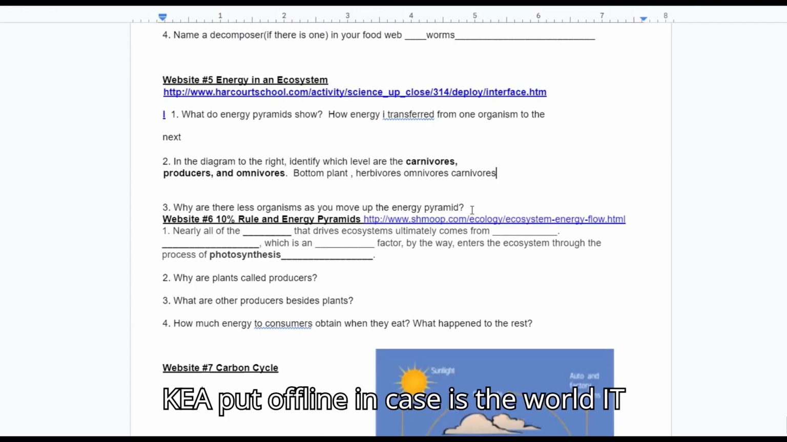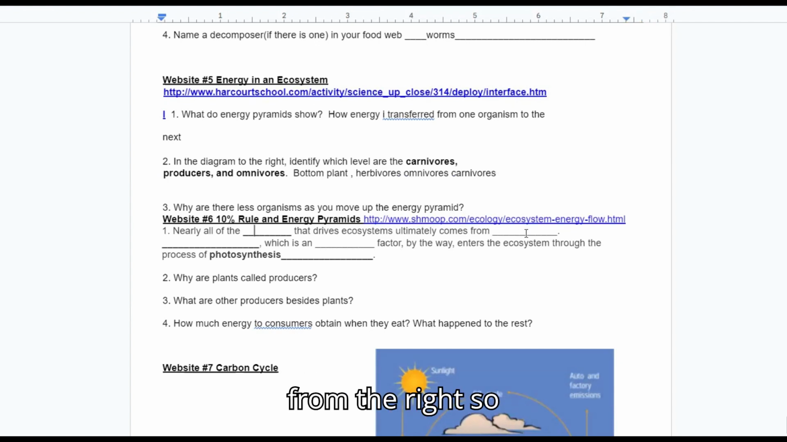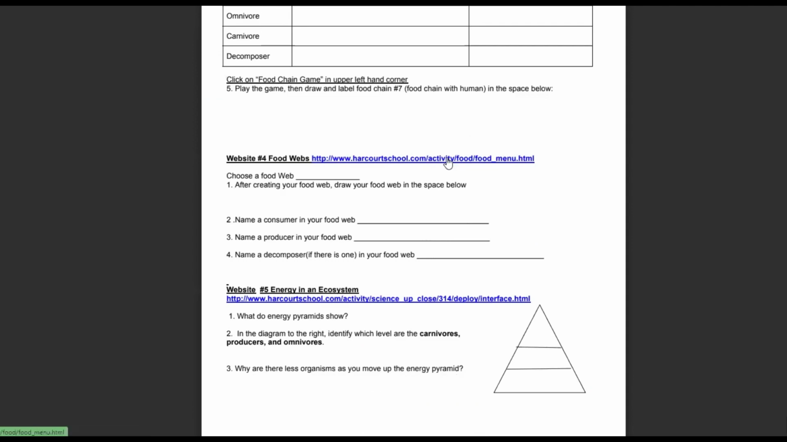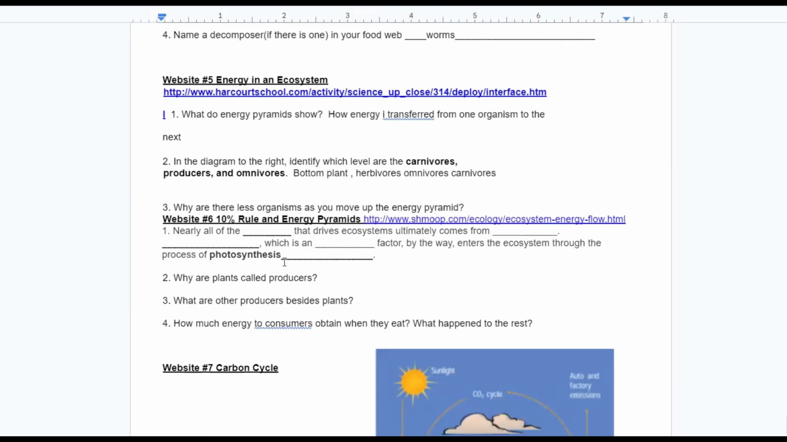I put alternate sites in case these didn't work. Nearly what percent of the energy that drives the ecosystem only comes from the blank? All right, so let's see if this one works. Can't do it. All right. So isn't this the water cycle that we're talking about? Yeah. Oh, is this where I can type? Okay. Nearly all of the what?